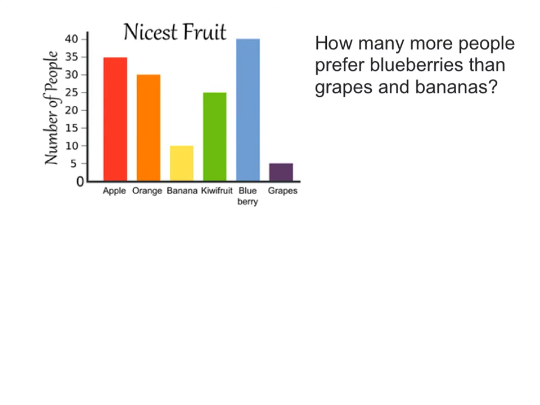So this problem you're going to do on your own, and then we'll work through it together. It says how many more people prefer blueberries than grapes and bananas. So you need to figure that one out.